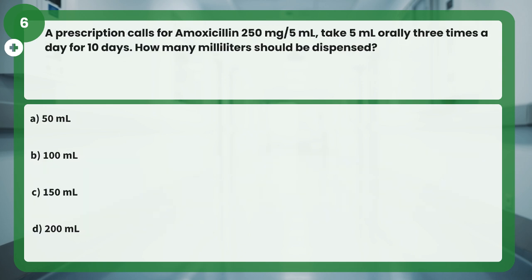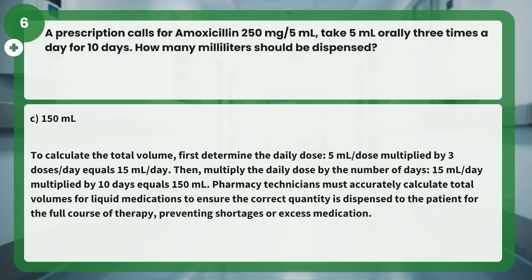Question 6. A prescription calls for amoxicillin 250 mg per 5 ml. Take 5 ml orally 3 times a day for 10 days. How many milliliters should be dispensed? A. 50 milliliters. B. 100 milliliters. C. 150 milliliters. D. 200 milliliters. Answer: C. 150 milliliters. To calculate the total volume, first determine the daily dose.